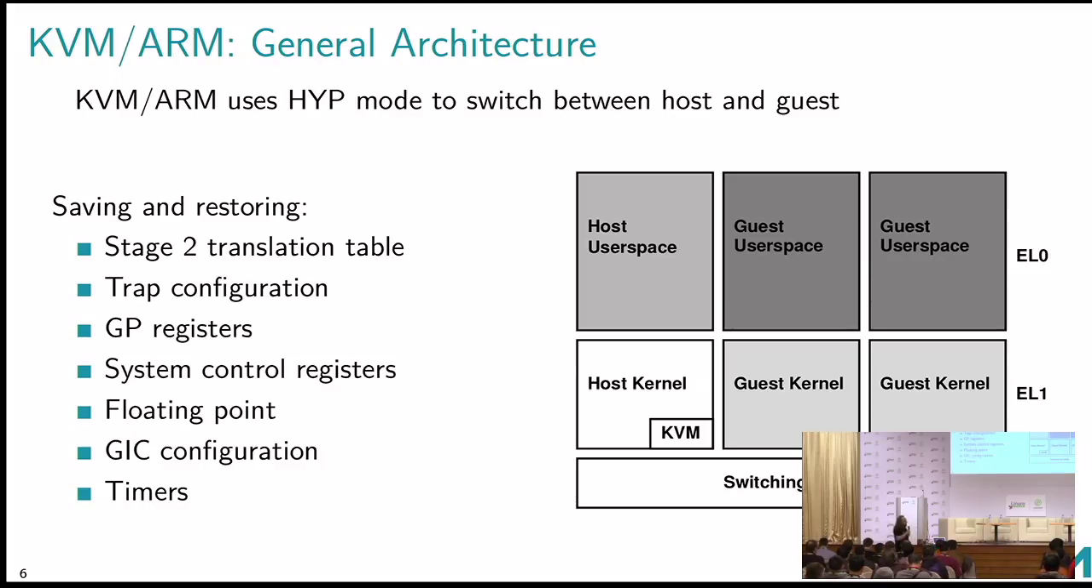So whenever we decide to execute a guest, we save and restore a lot of things. Stage 2 translation table, trap configuration, general purpose registers, floating point, all the system registers, the GIC configuration, the timers. It's not necessarily all of these, but a number of these points are going to be touched either on the save or on the restore path.